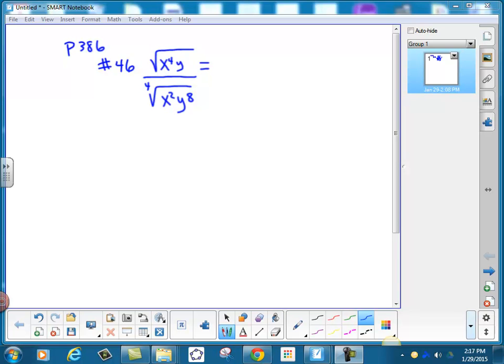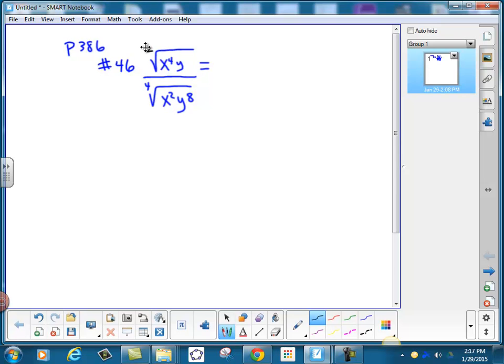Okay, this is problem number 46 on page 386. On the top we have the square root of x to the fourth y, and on the bottom we have the fourth root of x squared y to the eighth. So the first thing I'm going to do is note that I can't divide inside radical to inside radical because my indexes are different. This one has an index of 2, this one has an index of 4.